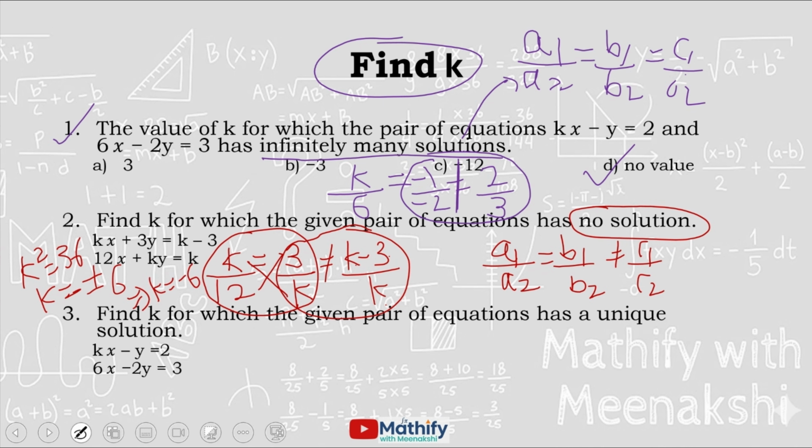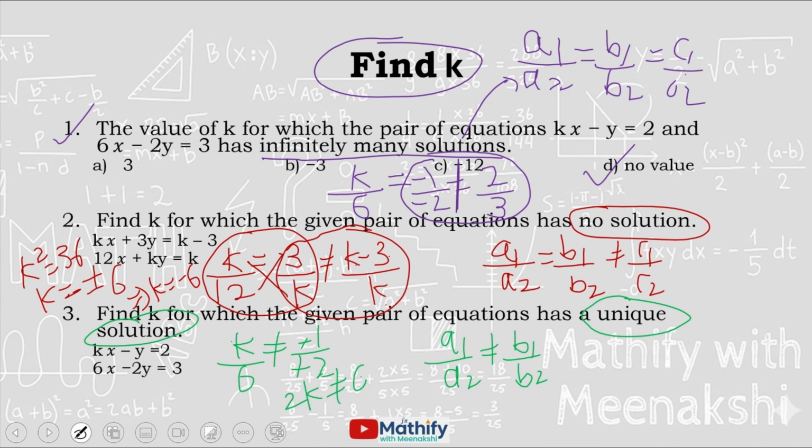When the given pair of equations has a unique solution. So for a unique solution, a1/a2 is not equal to b1/b2. That means k/6 is not equal to -1/-2. You can cancel the minus signs. So that means 2k is not equal to 6. This implies k is not equal to 3. So you can write that k can take any real value except 3. So let's move to the next topic.